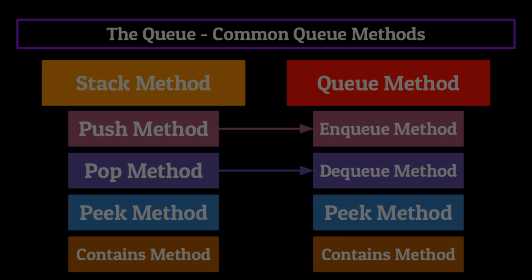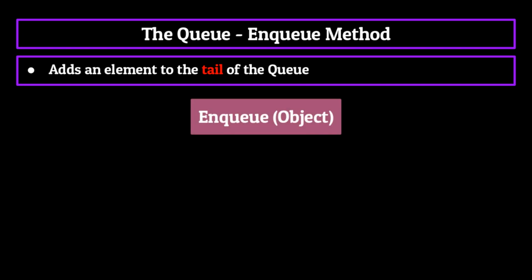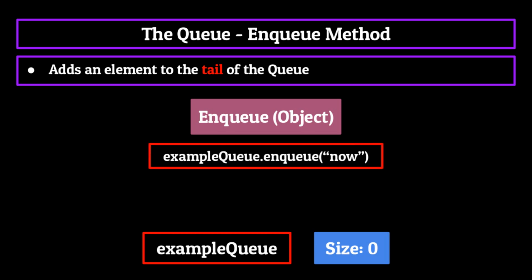Alright, let's start. OnQueue is the first method and the one we use to add elements to the tail of the queue. It takes in an object to put at the end of the queue and simply adds that object while also increasing the size of the queue by 1. Let's pull up an example queue, which you can see currently has a size of 0. But say we call onQueue on a completely random string, let's say the string now, that would be added to the tail of the queue and the size would increase by 1. Now because there's only one element in the queue at this point, the string now is acting as both the head and tail for us.